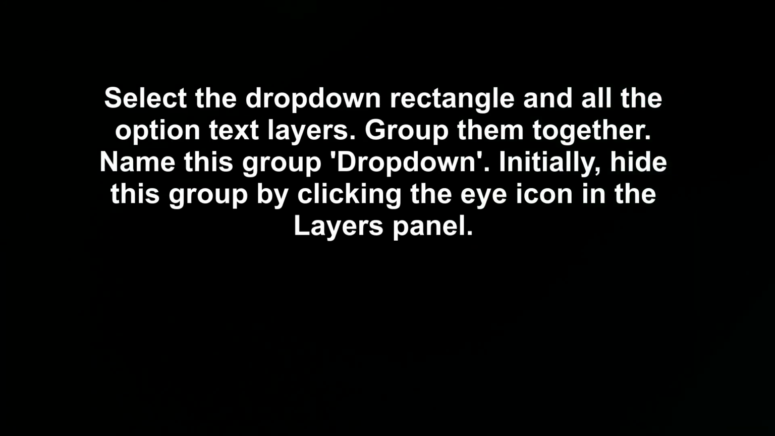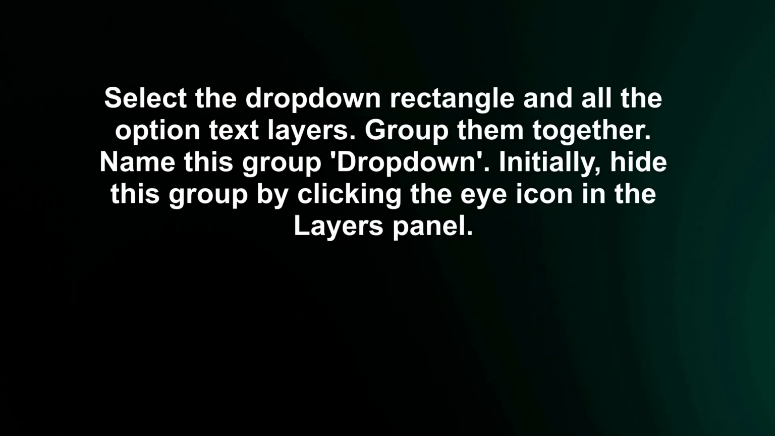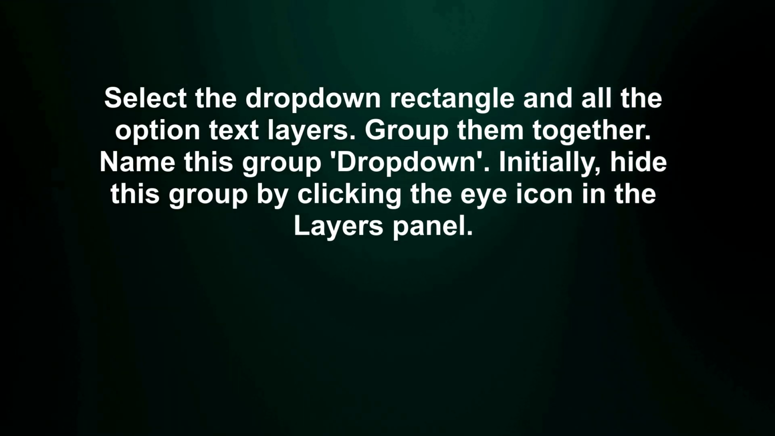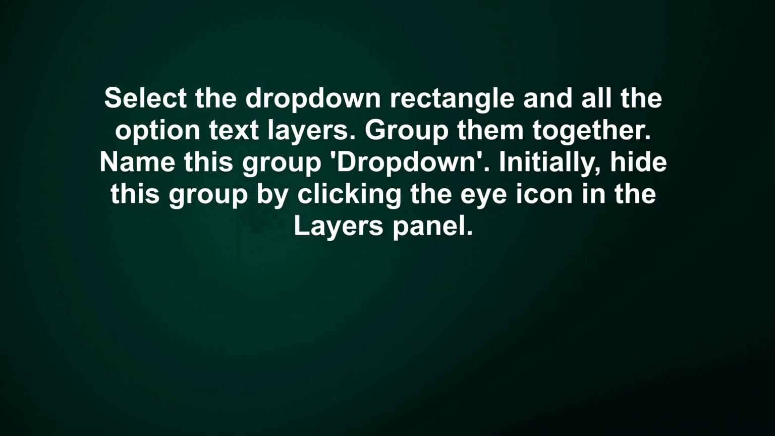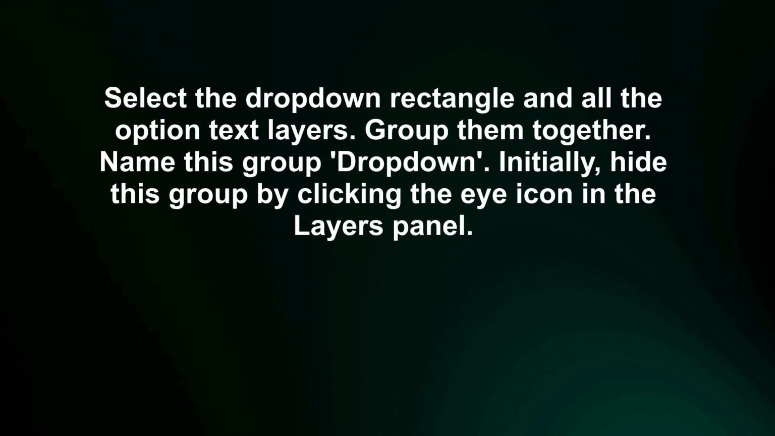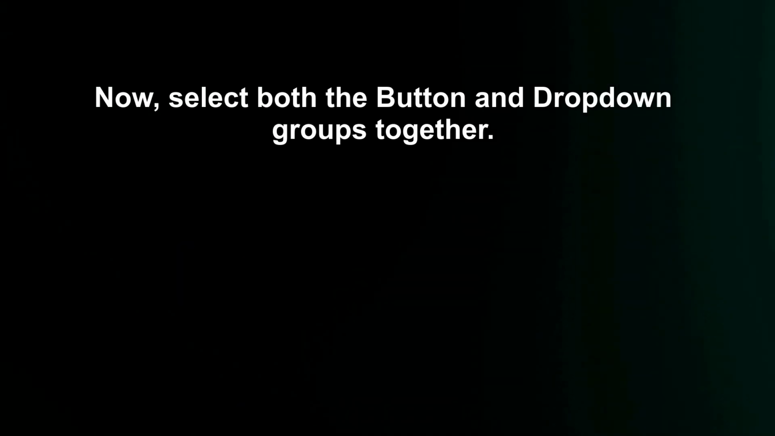Select the drop-down rectangle and all the option text layers. Group them together. Name this group drop-down. Initially, hide this group by clicking the icon in the Layers panel. Now, select both the button and drop-down groups together. Right-click and choose Create Component Set.